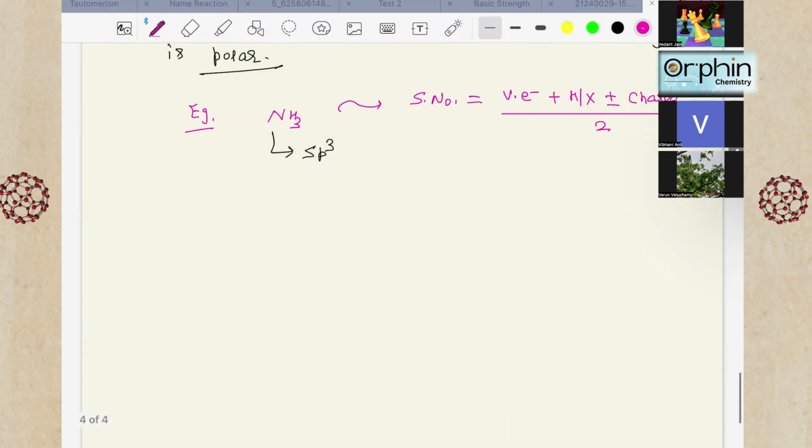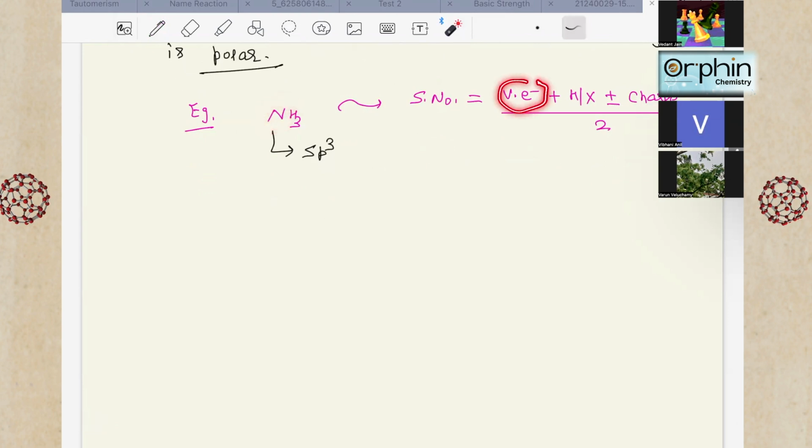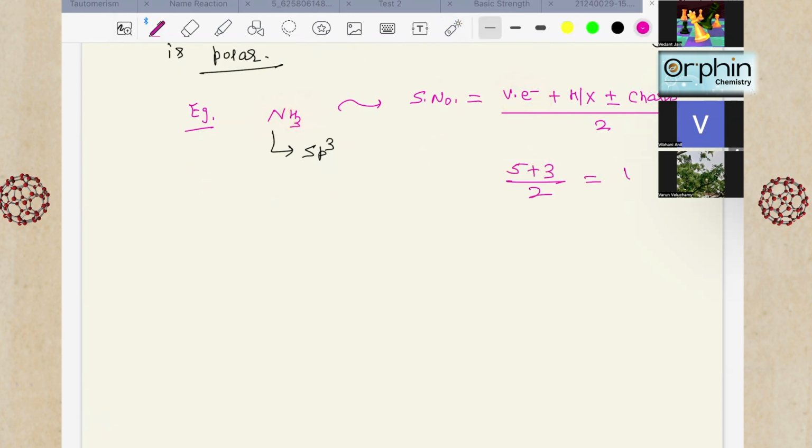So NH3 is there, for example. What are the valence electrons of the nitrogen? 5. This we know. There are 3 hydrogen. So 5 plus 3, there is no charge, divided by 2, 4. 4 means 4 orbitals. The orbitals will start from s, so s and then 3p. So sp3, right? We have to make the sum as 4 orbitals, which is coming as sp3. If the steric number is coming as 5, sp3d. If it is coming as 6, sp3d2. If it is coming as 2, sp. If it is coming as 3, then the hybridization will be sp2.